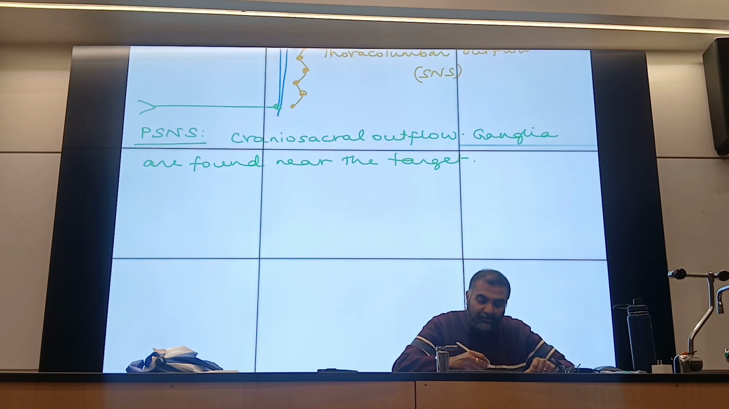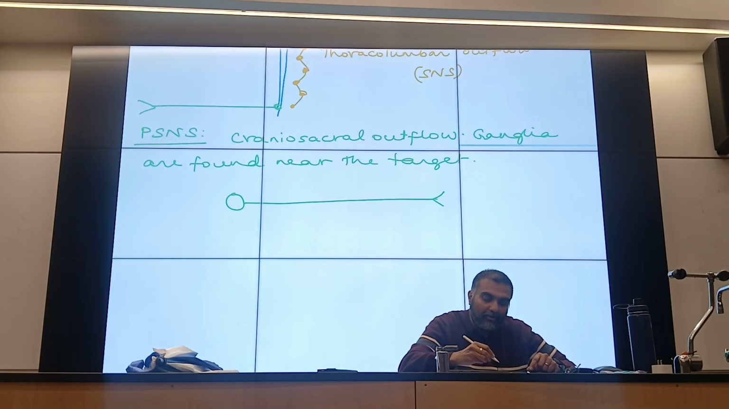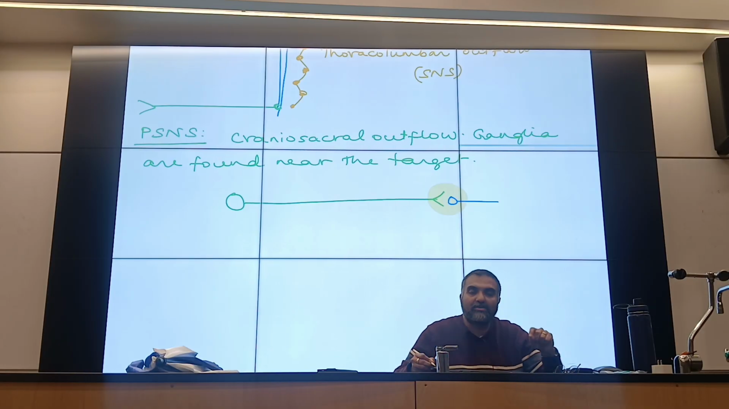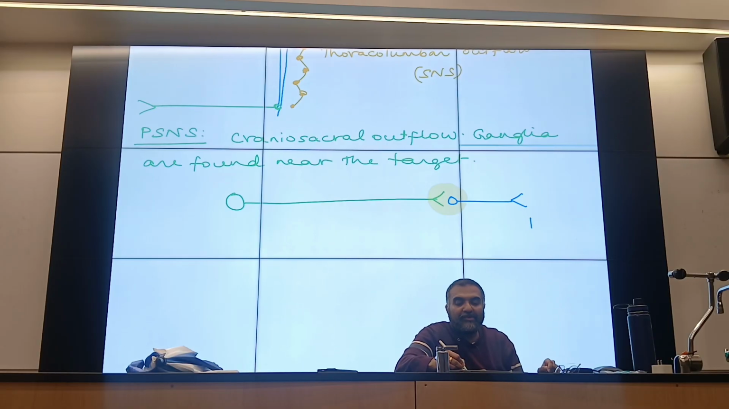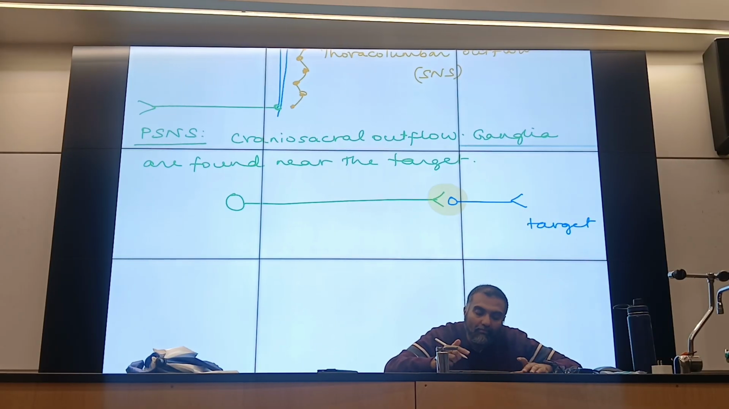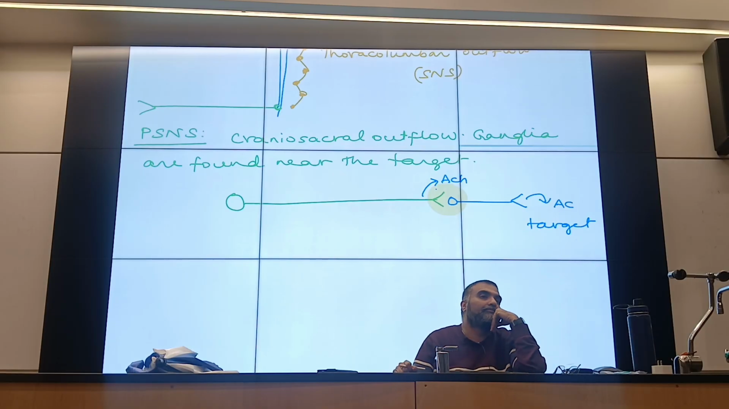So to draw this, this is what it looks like. You have the preganglionic, which is huge, right? And then you have the ganglion. There's the ganglion. And the postganglionic, drawn in blue, is super short, and it's near the target. Now this one's interesting. The preganglionic releases acetylcholine, and the postganglionic also releases acetylcholine.